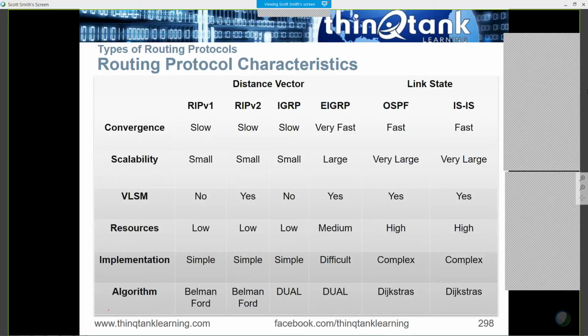The last line here, you definitely are going to need to know this for the second exam: the algorithms that are used by each protocol. We're not going to really talk too much about the Bellman-Ford algorithm because it's pretty crappy. We are going to talk about the diffuse update algorithm, and we're going to talk about Dijkstra's algorithm, which, by the way, was not designed specifically for OSPF, but it was adapted to OSPF. It's called the shortest path first algorithm. We'll see that later on.